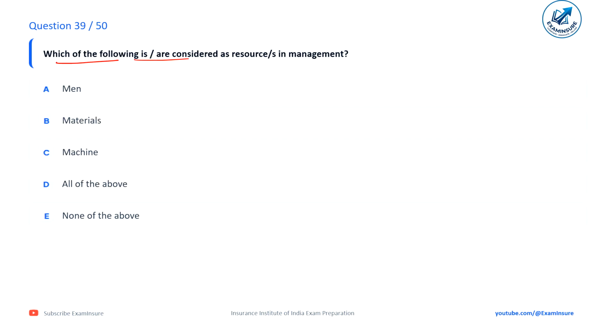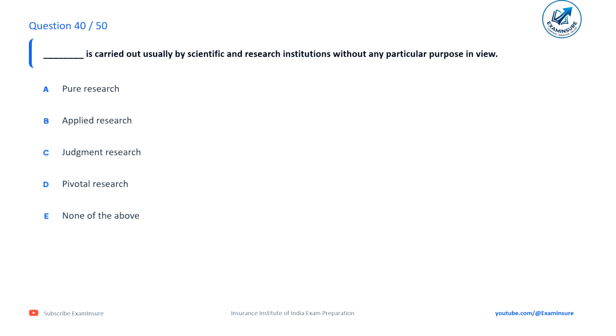Which of the following are considered as the resources in the management? Men, material, machine, all of the above or none of the above. So the correct answer is men, material, machine. So these all three are considered as the resources in the management.